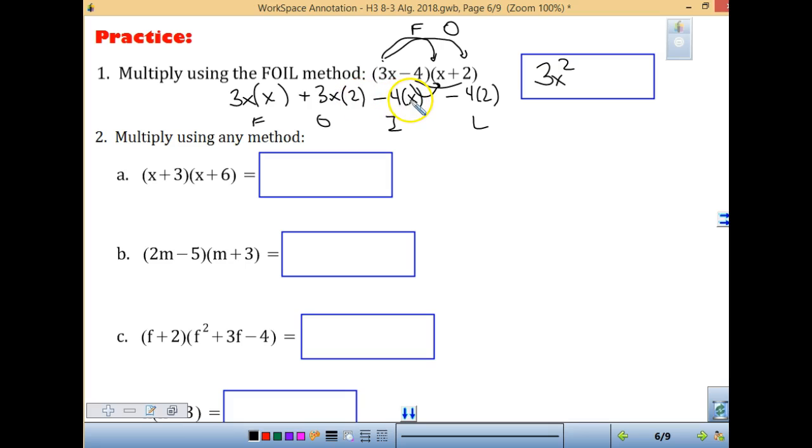6x minus 4x. Instead of writing 6x minus 4x, can I put that difference, which is 2x? Yes. Those are my like terms, right? 6x minus 4x. And then I have a minus 8. Okay?